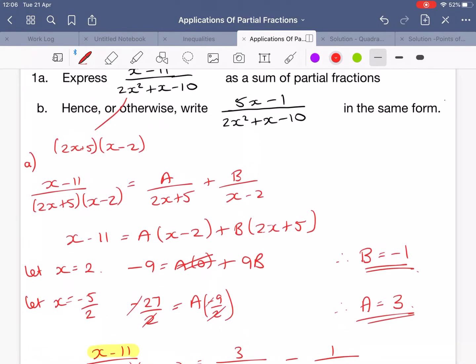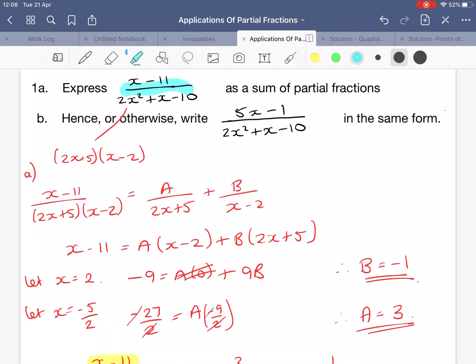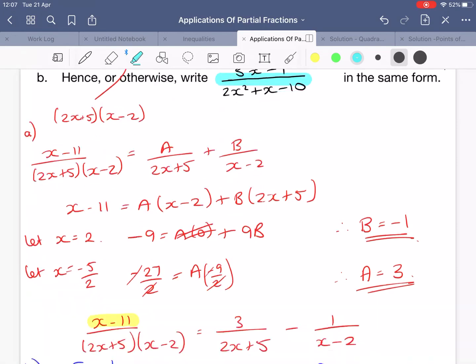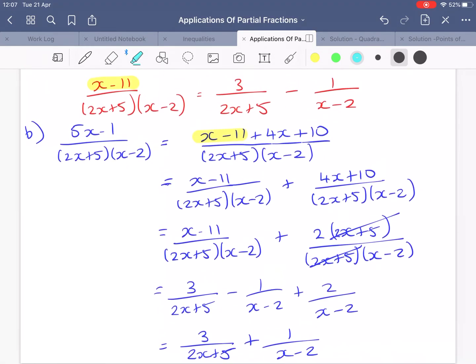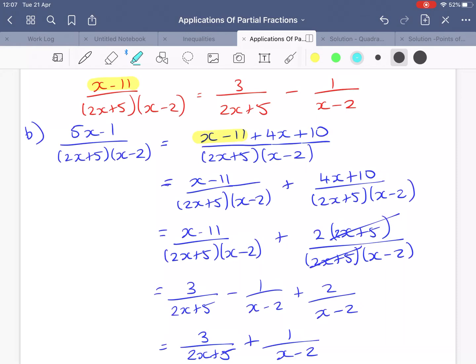Now we've got to think how we can relate these two equations together, and what we can say is, well, 5x minus 1 is x minus 11 plus 4x minus 10, because x plus 4x makes the 5x, and minus 11 plus the 10 makes the minus 1. Okay, we can see we can factorise this 4x plus 10 to be 2 brackets 2x plus 5, so that cancels. Use your partial fractions, and you should hopefully have had the same answer as me.